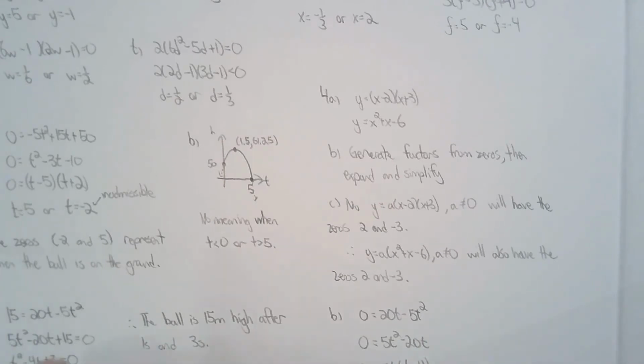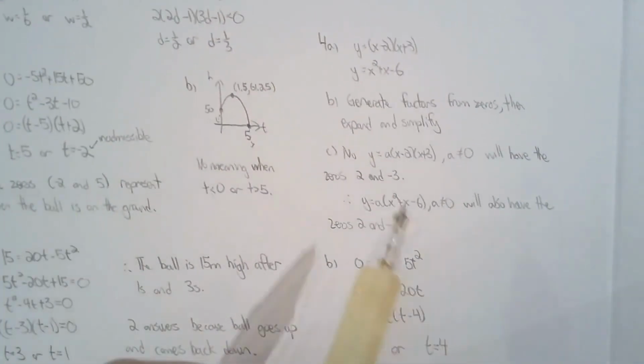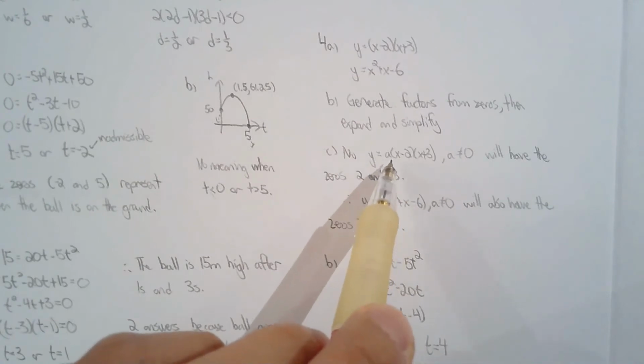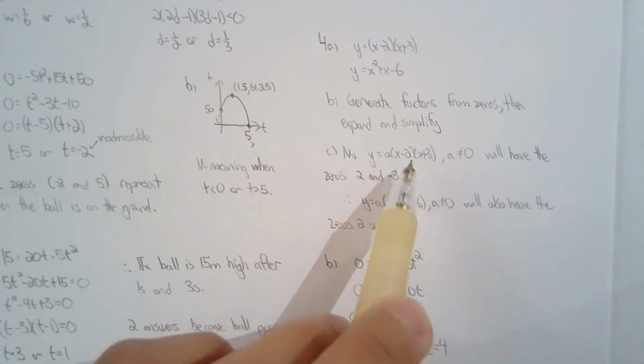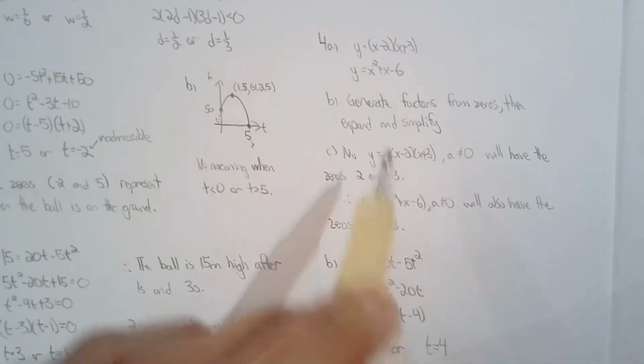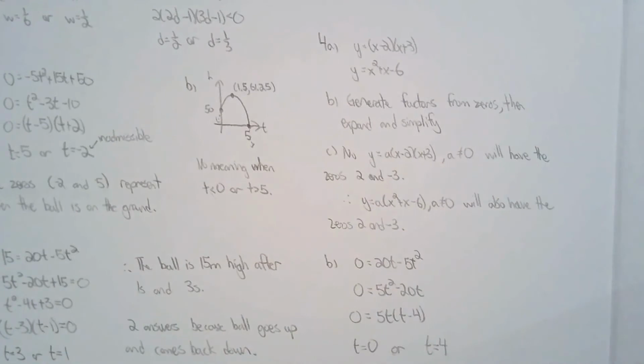And the answer is nope, because you could have a here to be any real number except 0, and you'll have the same zeros, 2 and -3. Because if you think about factoring, it's a times x minus r times x minus s. I don't have to let a equal 1 like I did in 4a. I can let a equal any real number except 0.